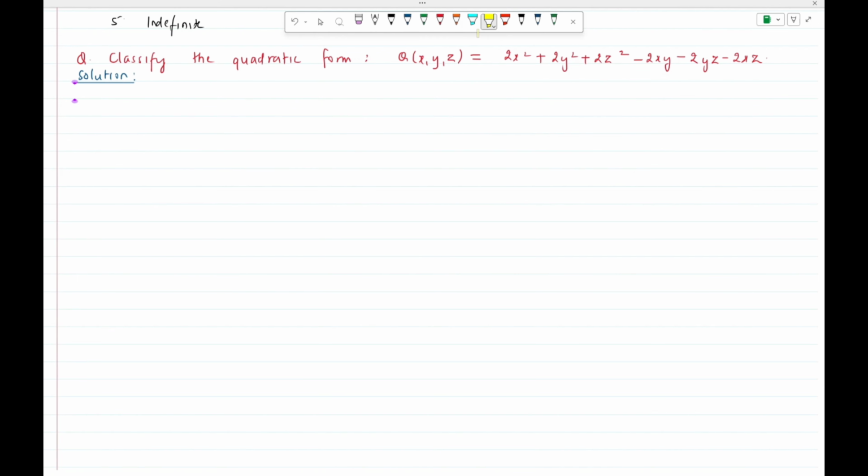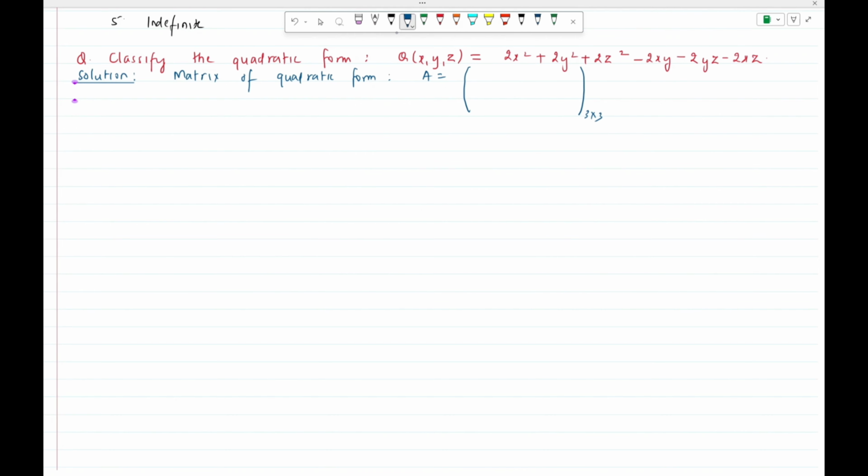It is 2x² + 2y² + 2z² − 2xy − 2yz − 2xz. So the associated matrix, or the matrix of the quadratic form, we are going to denote it by A. It will have order 3 by 3. And let us write down the diagonal entries first.